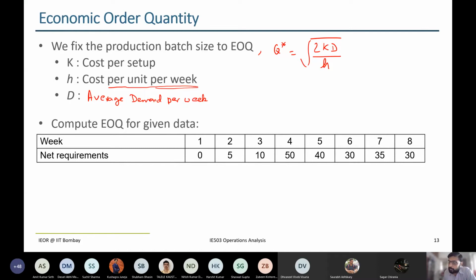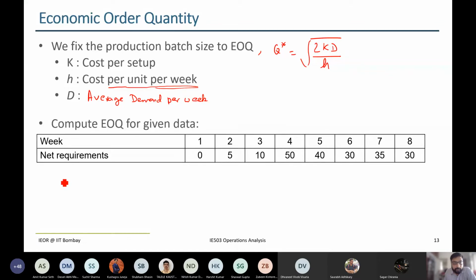Take it as average demand per week, or average weekly demand. Okay. So now units will match, and then I can compute our Q star. What we're going to do is whenever I need production, I'm going to produce Q star. So first let us find that Q star. Again, we'll take the same running example. We have the net requirements with us.